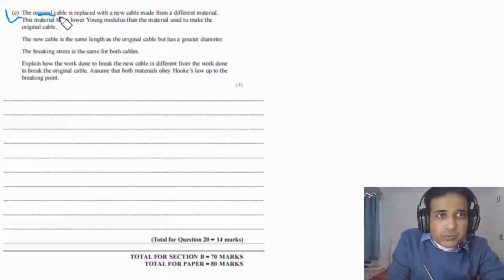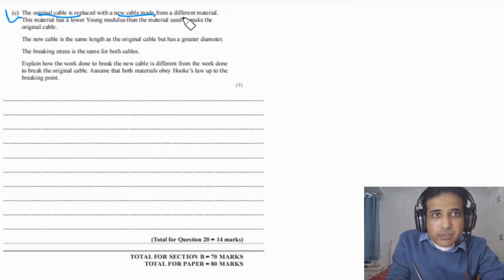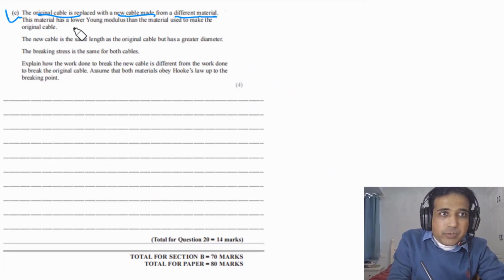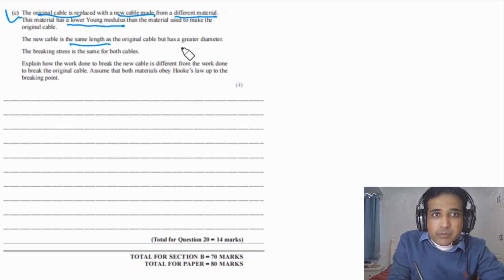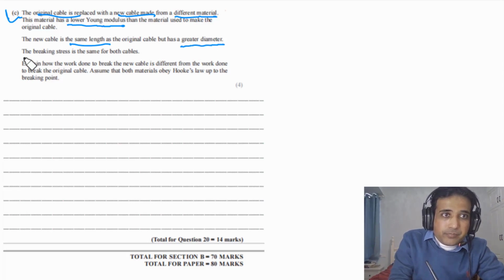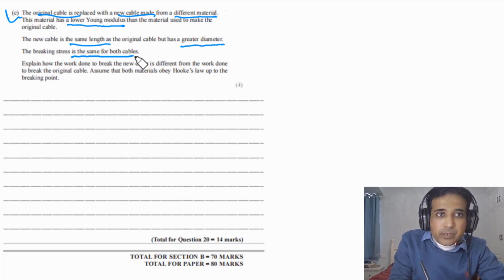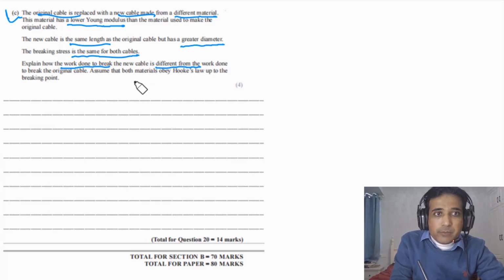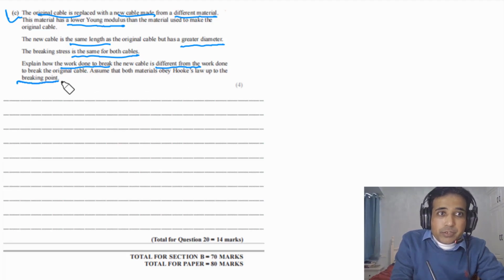Part C says the original cable is replaced with a new cable made from a different material. This material has a lower Young modulus than the material used to make the original cable. The new cable is the same length as the original cable but has greater diameter. The breaking stress is the same for both cables. Explain how the work done to break the new cable is different from the work done to break the original cable. Assume that both materials obey Hooke's law up to the breaking point.